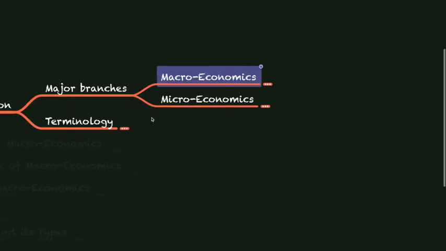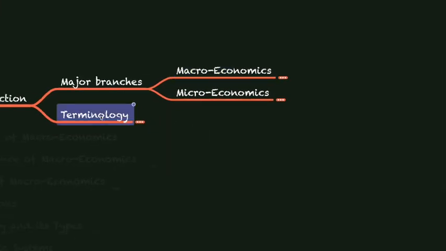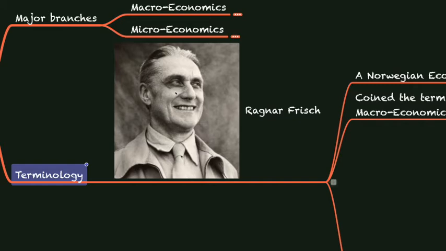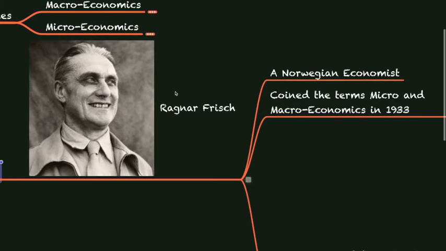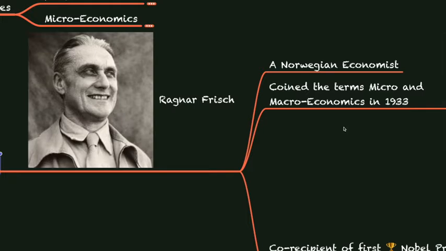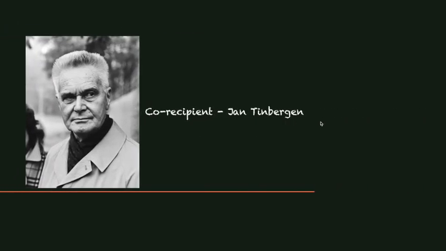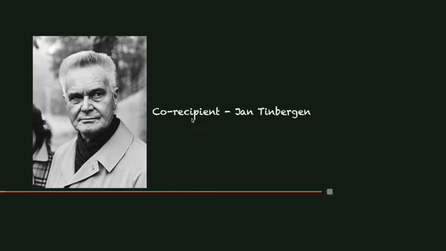So we'll move on to where the terminology of micro and macro came from. Micro and macroeconomics were first coined by a Norwegian economist by the name of Ragnar Frisch. He coined these terms micro and macroeconomics in 1933. A fun fact is he was also the co-recipient of the first Nobel Prize in Economics in 1969, which he shared with Jan Tinbergen.